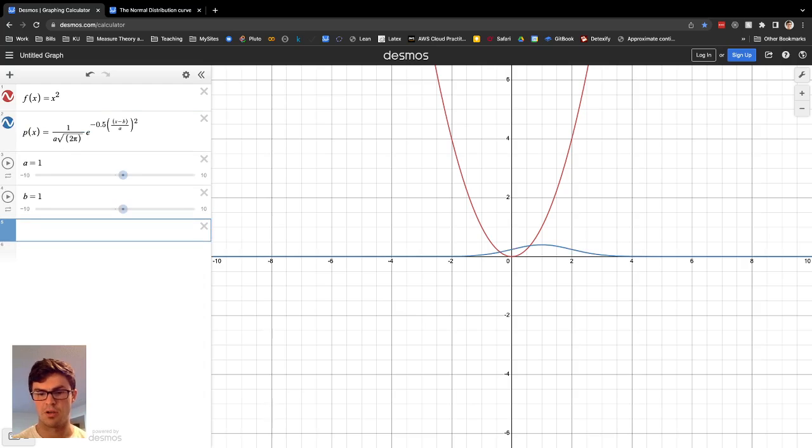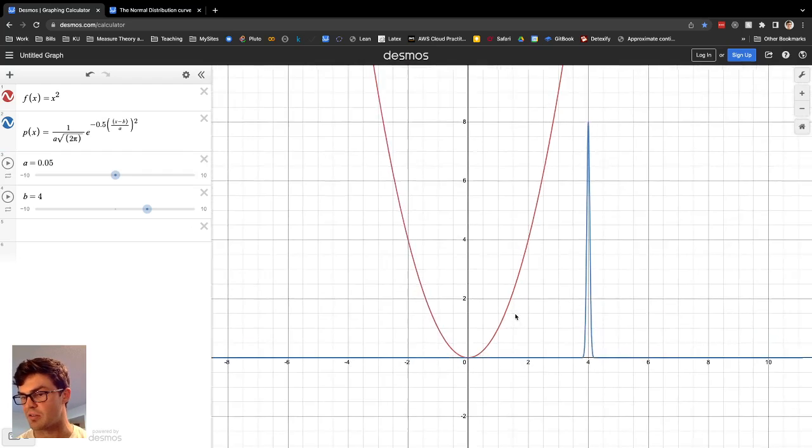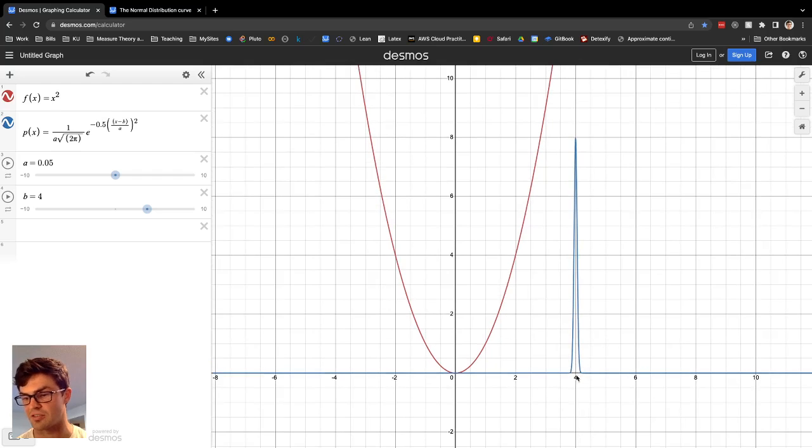Perfect. Now what are these sliders? I think b moves us around, so we want b to be centered at around 4. And then a is our standard deviation, so let's move this to be about 0.1. I'm actually going to make it 0.05 just to make it pretty narrow and very simple, so everything is concentrated right around this 4.